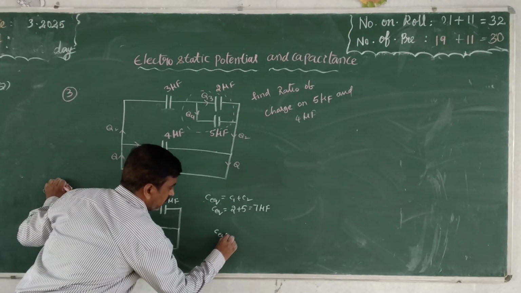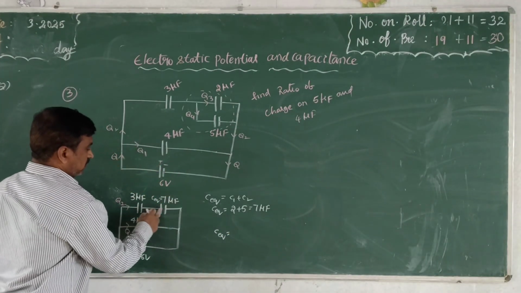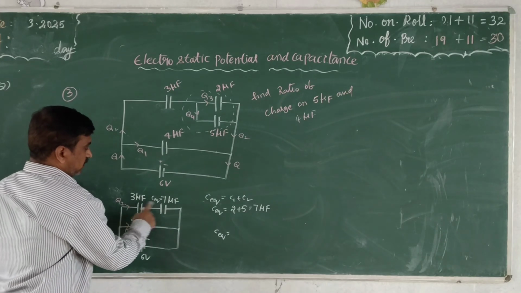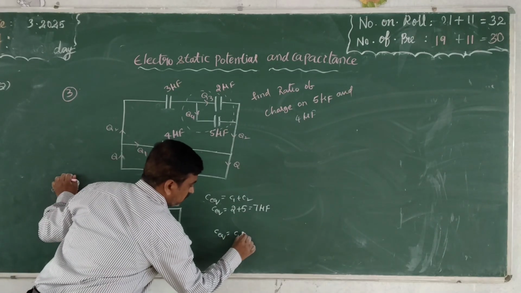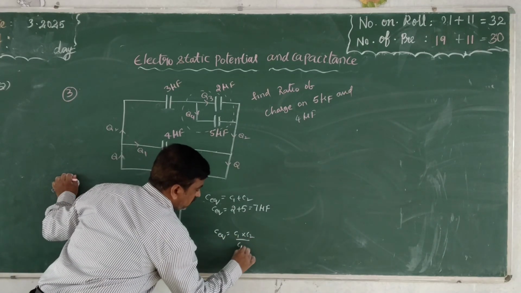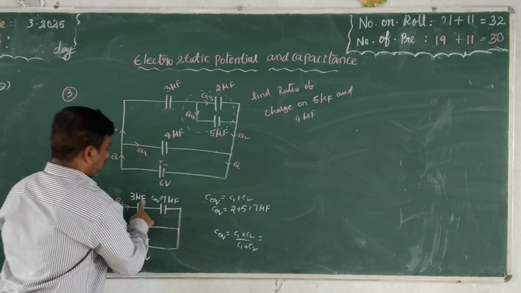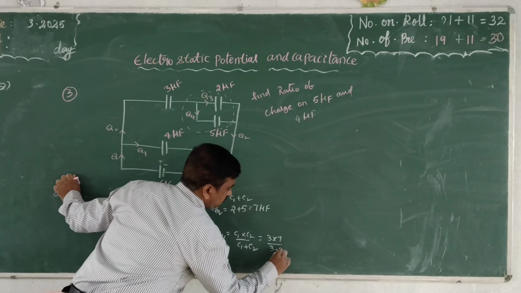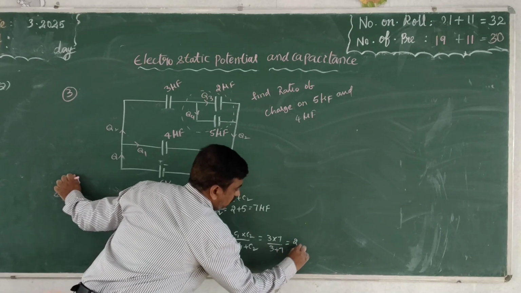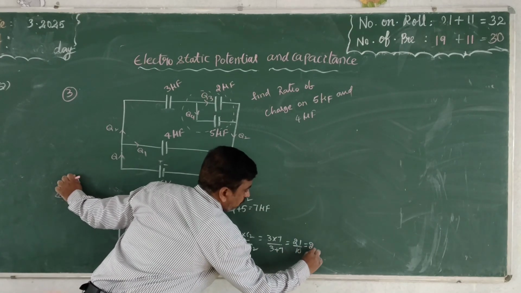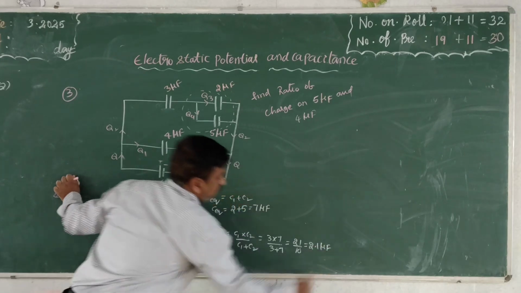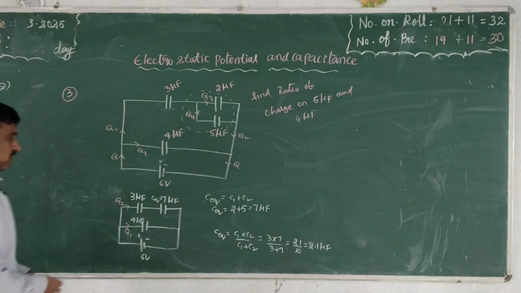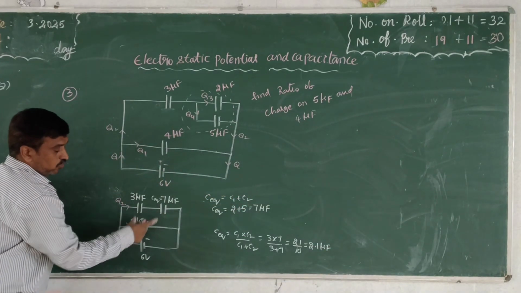So what we can write? C equivalence equal to, for series combination, what is the formula? C1 C2 by C1 plus C2. What we can write here? 3 into 7 by 3 plus 7. So what we get? 21 by 10. So that means 2.1 microfarads. See, equivalence capacitance for these two is 2.1 microfarads.